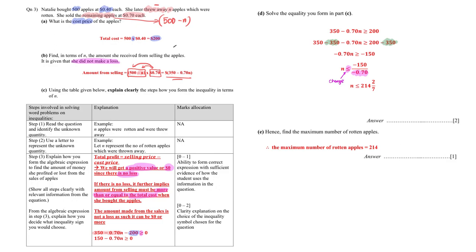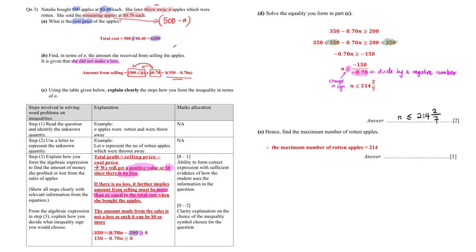Change in sign because I divide by a negative number. And that will give me 214 and 2 over 7. And the way to write the final answer, please write down the n as well.